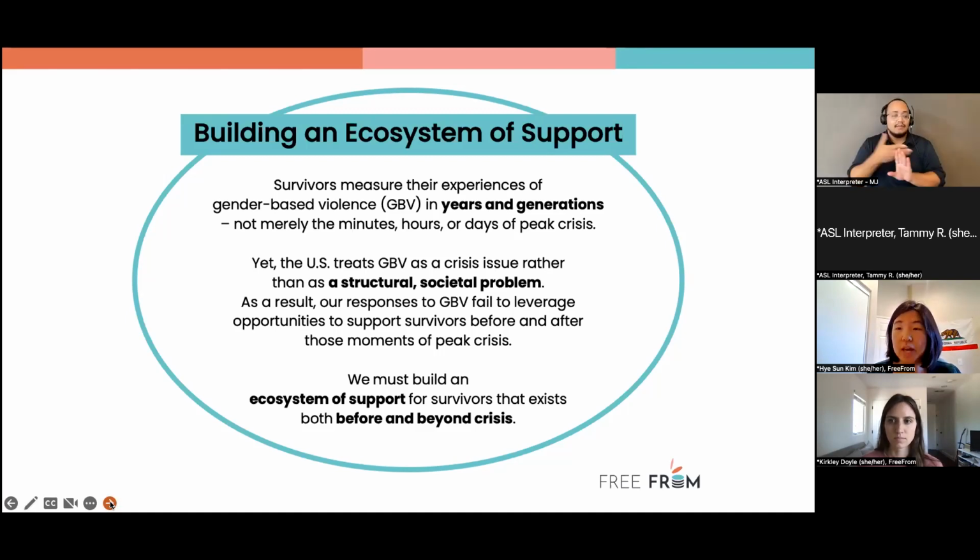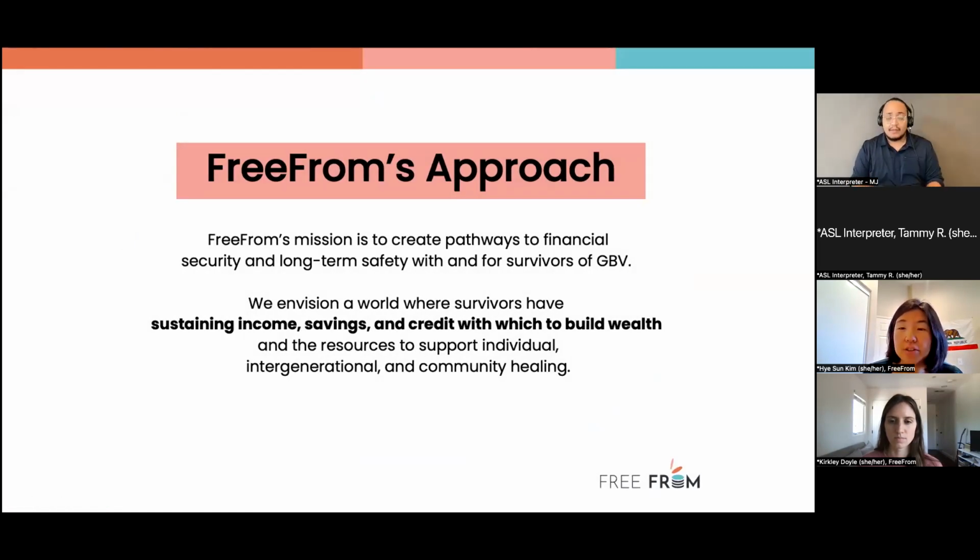So how are we at FreeFrom working towards this goal? What is our approach? FreeFrom's mission is to create pathways to financial security and long-term safety with and for survivors of GBV. We envision a world where survivors have sustaining income, savings, and credit with which to build wealth and the resources to support individual, intergenerational, and community healing.